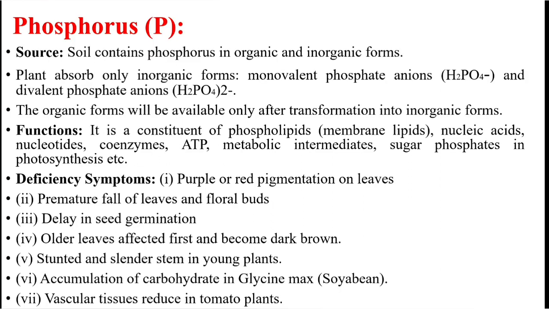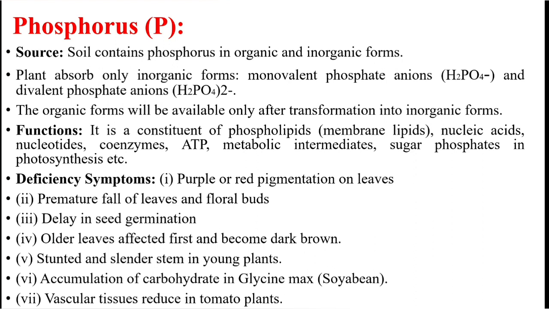Then phosphorus. Soil contains phosphorus in organic as well as inorganic form. Plants absorb only the inorganic form, that is monovalent phosphate anion and divalent phosphate anion. The organic form will be available only after transformation into inorganic form. Function: it is a part of phospholipid, nucleic acid, nucleotides, coenzyme, ATP, adenosine triphosphate, metabolic intermediates, sugar phosphates in photosynthesis.